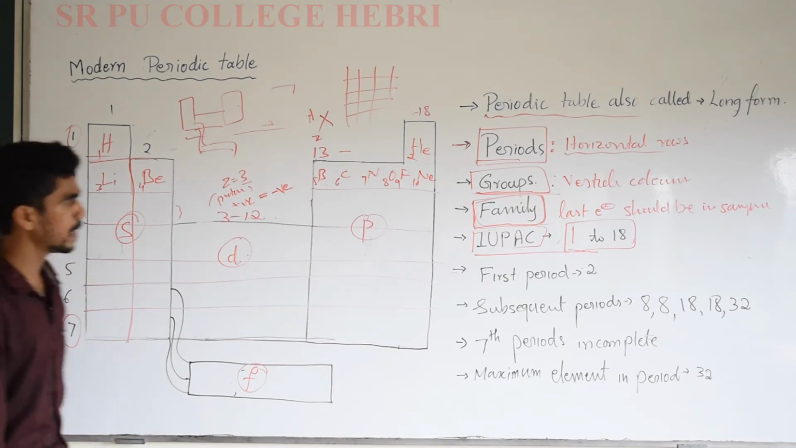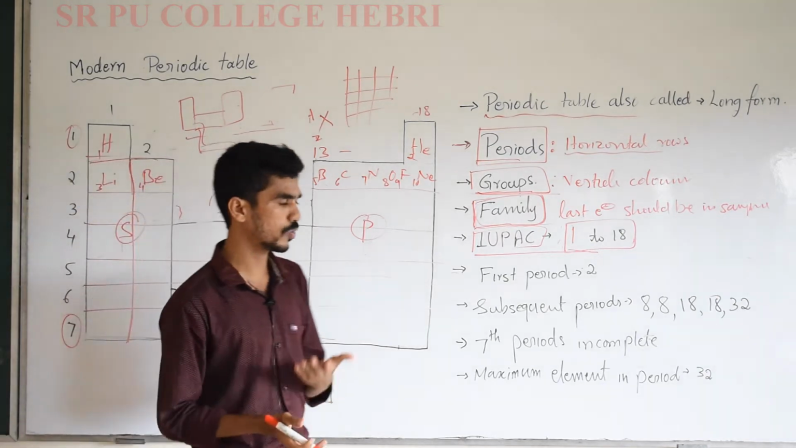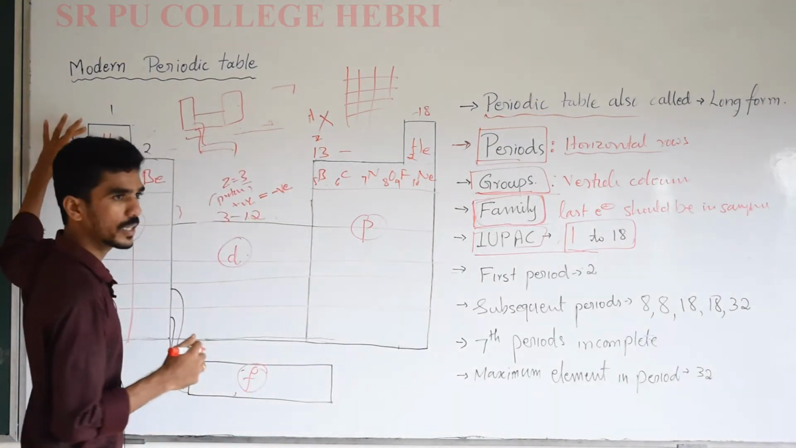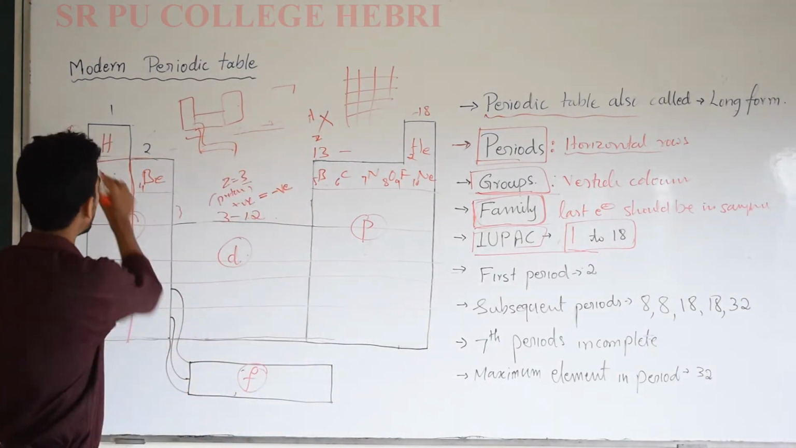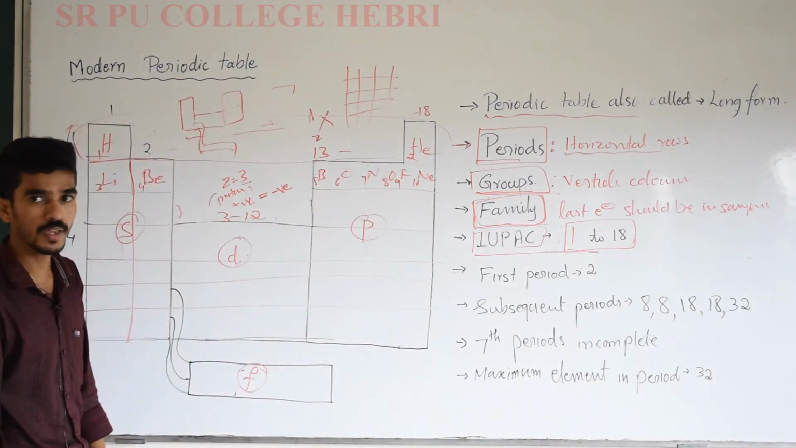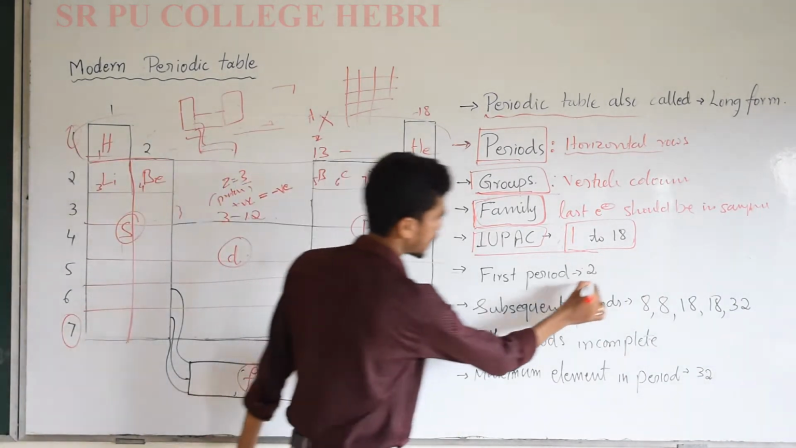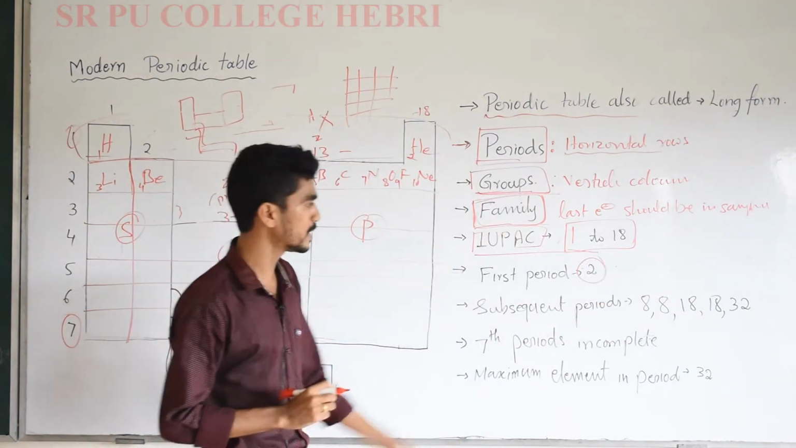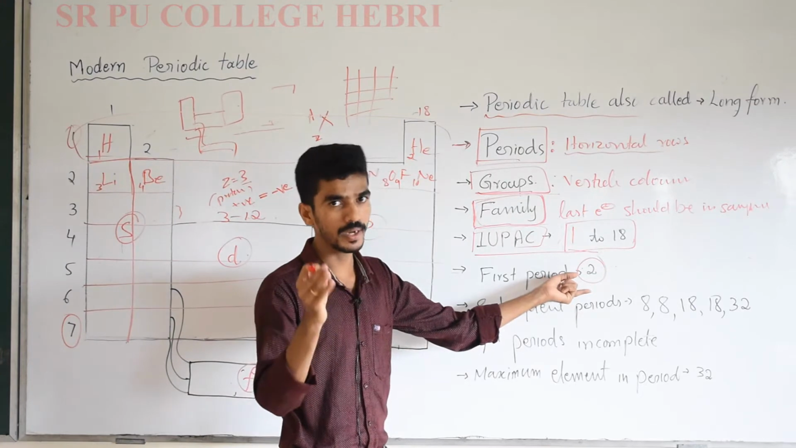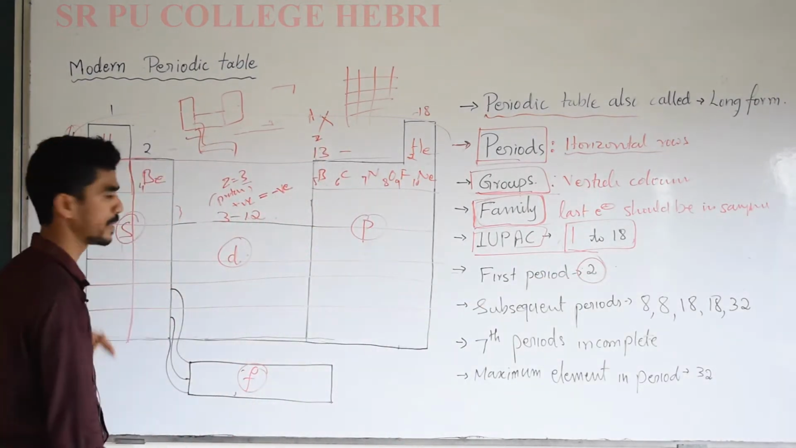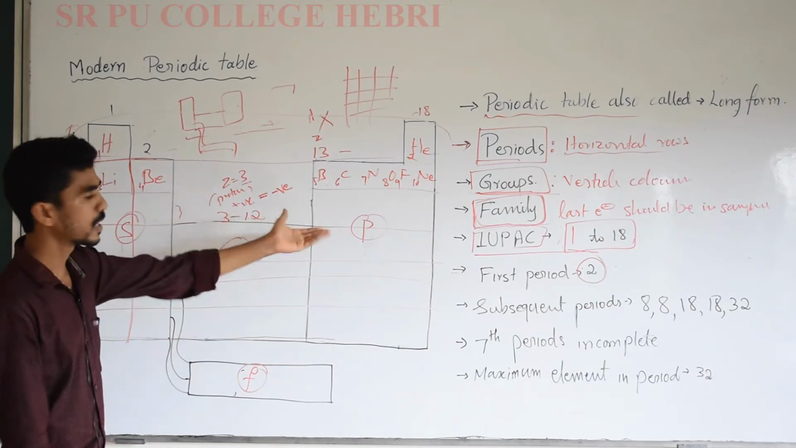So the total number of elements, you already know, is 114. How will it be filled? This entire column is the first period, and the first period has only 2 elements, that are helium and hydrogen. And the subsequent periods are based on the number of electrons filled, which consist of 8, 8, 18, 18, 32.